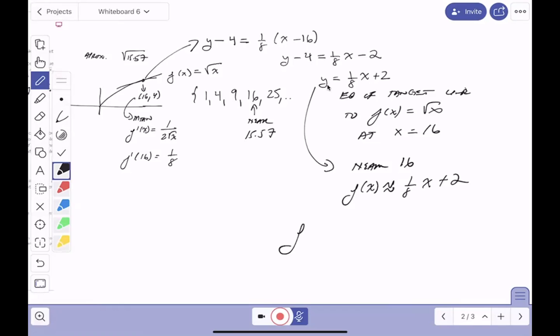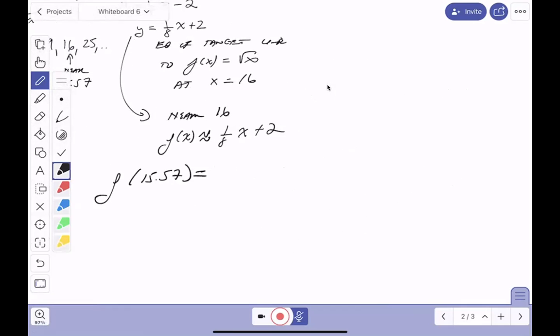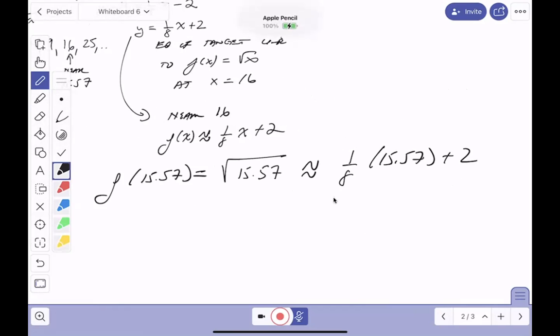So f of 15.57, the square root of 15.57, is approximately 1/8 of 15.57 plus 2. All right, I'm going to go to the computer now, and I'm going to do the computation for you. All right, so give me a second.